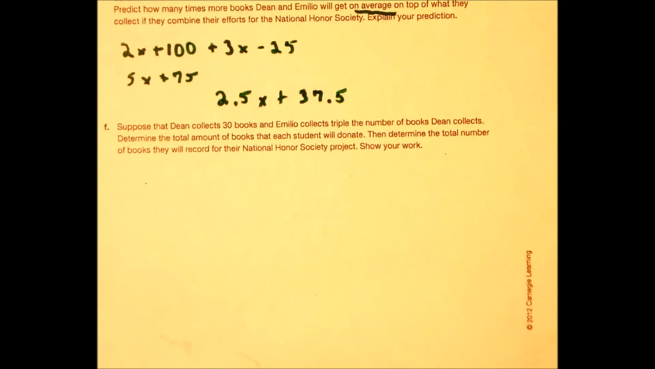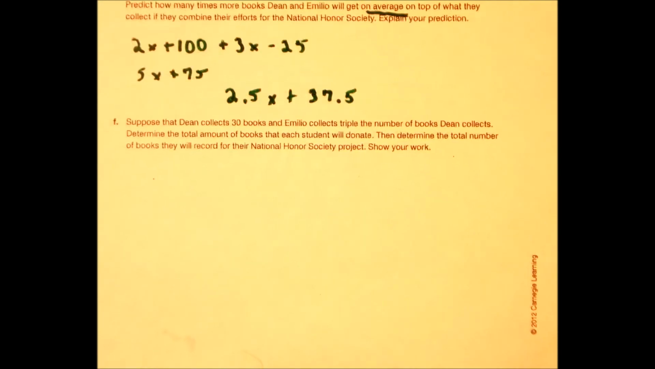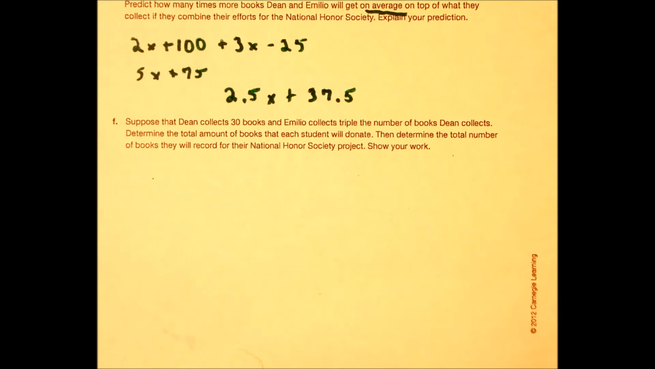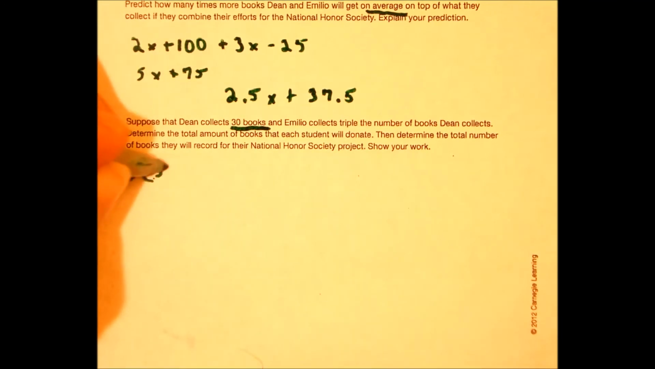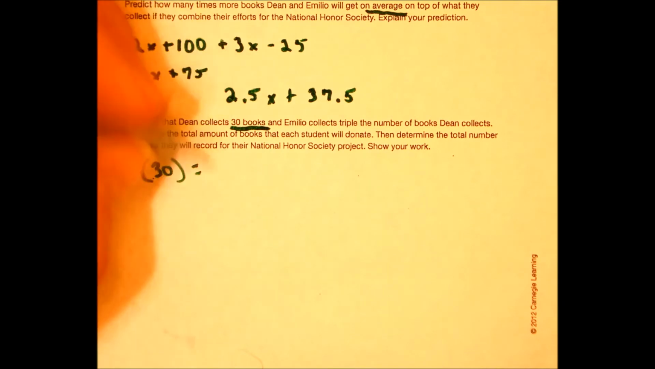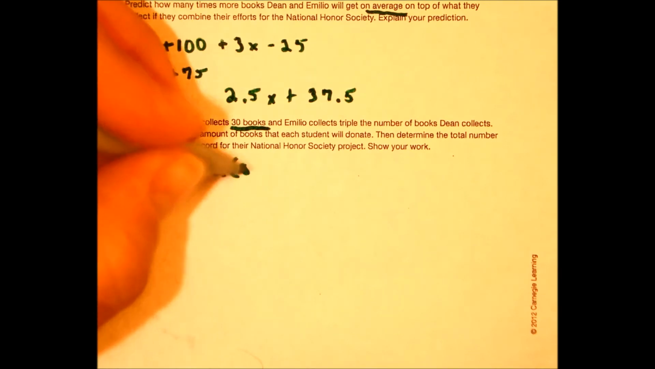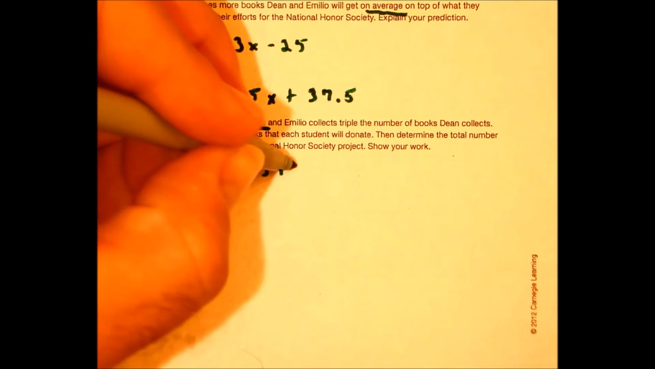Last but not least, for this problem, it says, suppose Dean collects 30 books and Emilio collects triple the number of books Dean collects. Okay, so you're going to do one problem, and then that answer is going to be what you input for the second problem. Okay, so Dean collects 30 books. We're chunking. So now we're just going to do Dean's function with 30 books. So that means we have D of 30 equals 2 times 30 plus 50.